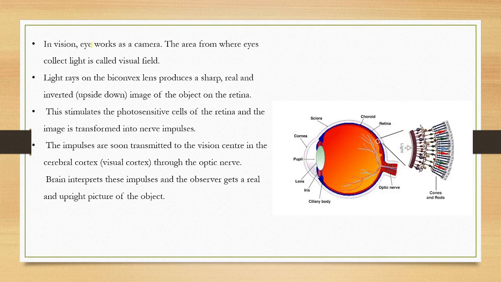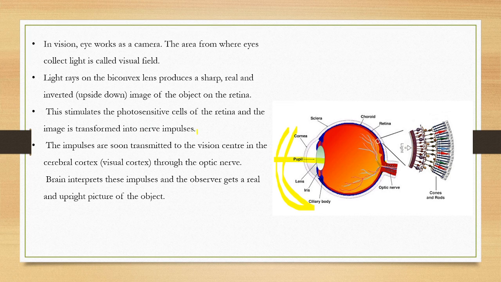And how does vision happen? In vision, the eye works as a camera. The area from where the eyes collect light is called the visual field. So these are the visual fields. Light rays passing through the biconvex lens produce a sharp, real, inverted image on the retina. So this is the retina. When the light passes through, it creates an image. This stimulates the photosensitive cells of the retina and the image is transferred into nerve impulses.